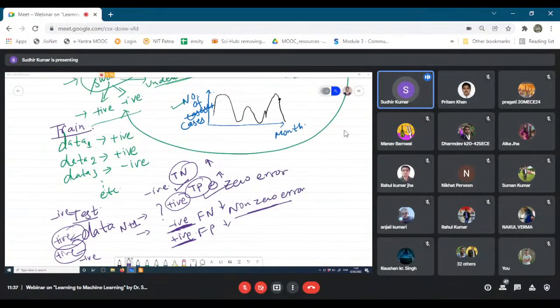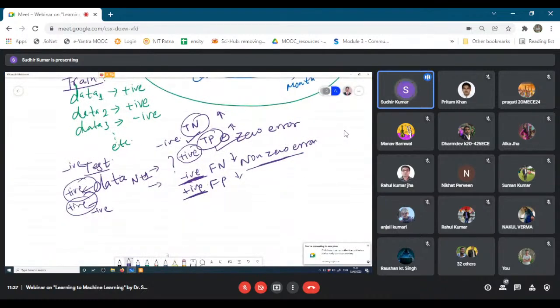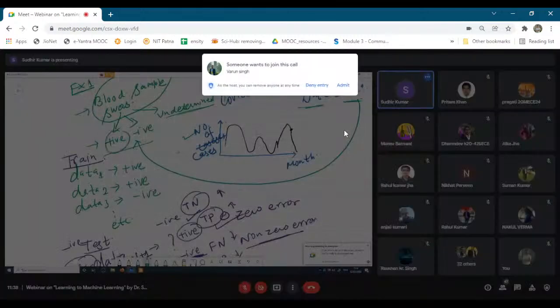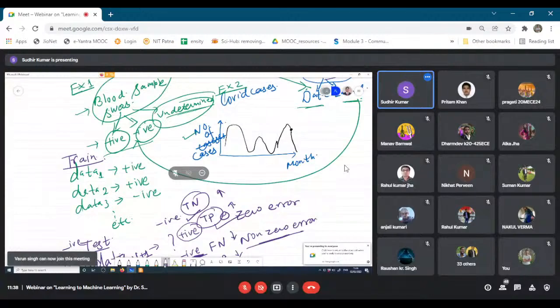Okay, this is one example, and classifying into the different positive, negative is called the class. This is called the class. And this problem is called the classification problem.